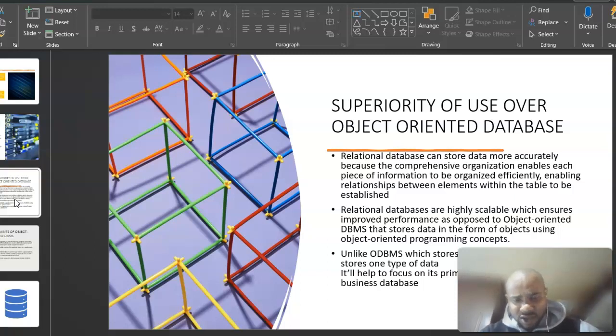And unlike the object-oriented database system, which stores multiple data, the relational database management system only stores one type of data. By this it reduces redundancy of data. It helps to focus on its primary purpose, which is the business database, the Lotus Flower business database.